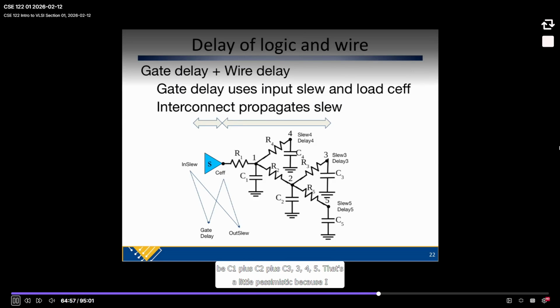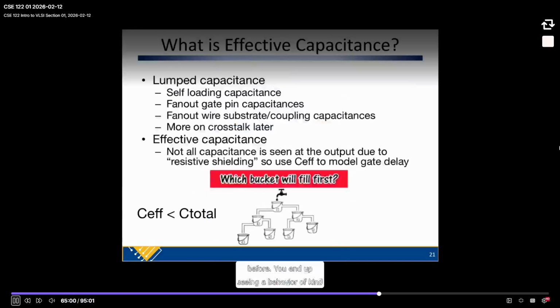That's a little pessimistic, because I used the analogy before. You end up seeing a trickle behavior, where when you drive something, it charges up the near side of the wire first and then propagates to the far part of the wire later. It's like the bucket fill problem, right? This is the thing I referred to last time: what bucket will fill up first? It depends on the rate of something flowing out of a bucket versus into a bucket and so on. But the point being, the C effective is less than the total capacitance.